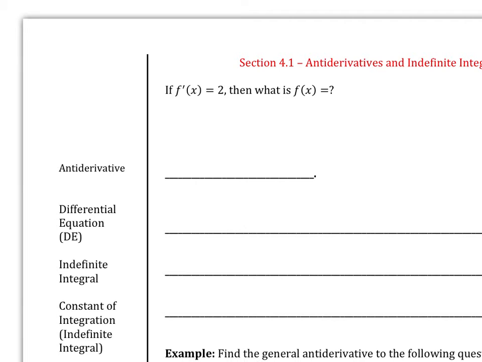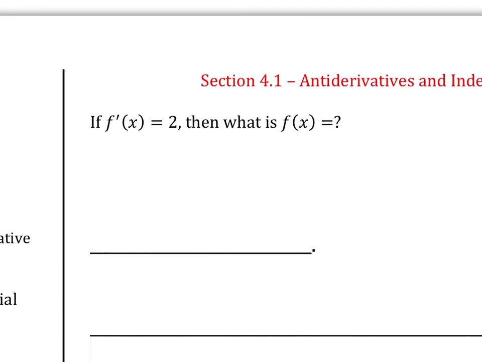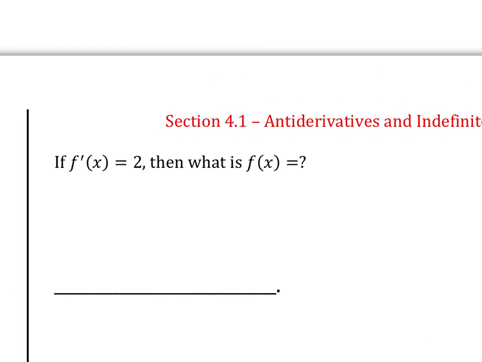So in chapter 4, we're going to begin the integral section. First, let's look at this question. If f prime is equal to 2, that is, the derivative is equal to 2, then can you guess what the original function is? So what you're doing is trying to guess what the function would have to have been in order for me to get a 2 when I take a derivative?